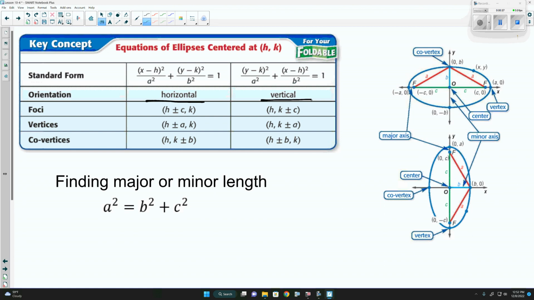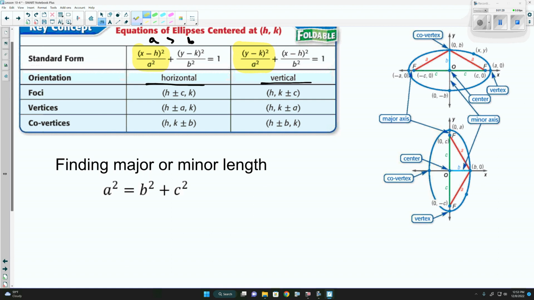The amount that it stretches is going to be our A and B values. And A is always going to be greater than B with ellipses. So if it's stretched horizontally along the x-axis, A is going to be with x, as we see here. If it's stretched vertically, A is going to be under the y value. They go together. We don't have to write y first or x first. It doesn't matter how we write it, as long as the direction that it's stretched goes with the correct variable.